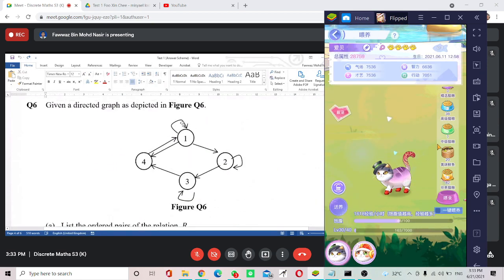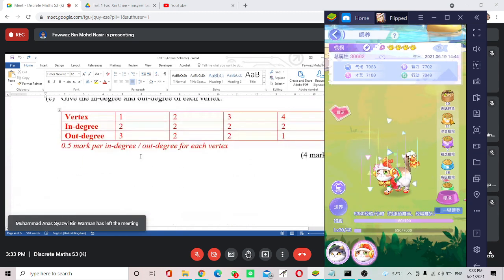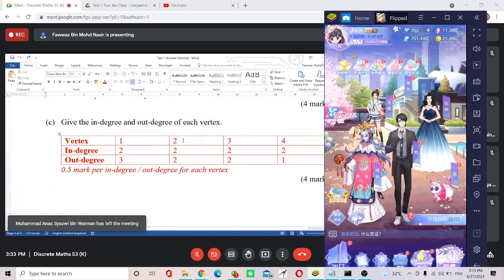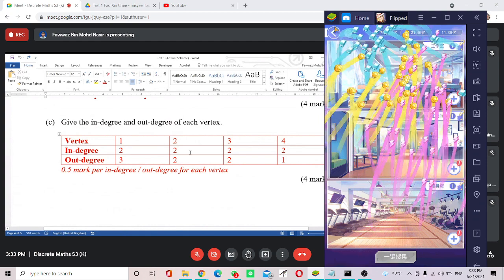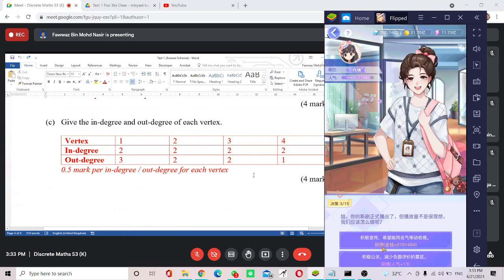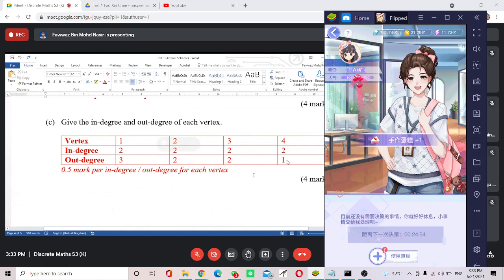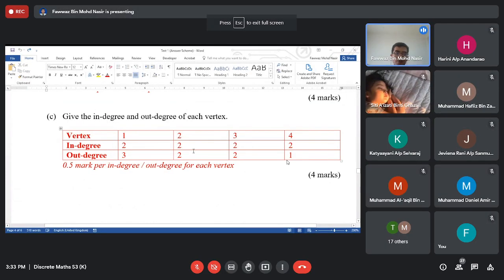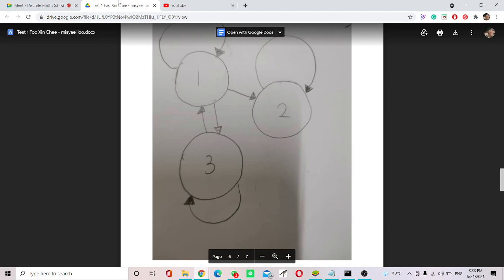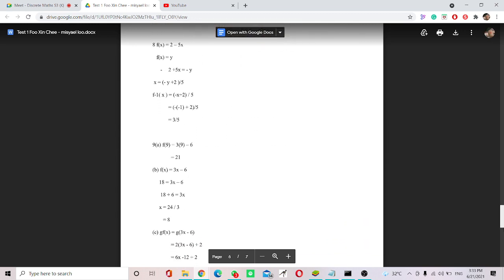And for the out degree, we just count how many arrows move away from vertex 1. So there are 3 arrows that move away from vertex 1. So our out degree is 3. It is the same for vertices 2, 3 and 4. So you can just identify by looking at the direction of the arrows. For in degree, look at arrows coming into that particular vertex. For out degree, you just count the arrows that move away from the vertex. So you should get this number of in degree and out degree.